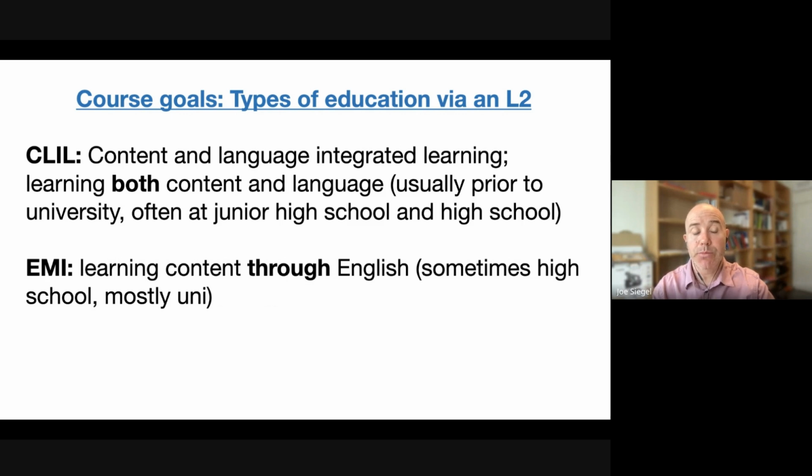This usually takes place prior to university, often in junior high school or high school level before university. So the students might get a grade, a content grade, and a language grade in a CLIL class. That's somewhat different than EMI, or how EMI is generally understood internationally. In EMI, the learning of content occurs through English, sometimes at high school, but mostly at university. And so we can see the content and the language have roles to play in both of these. In CLIL, it's very explicit, a balance between the two. In EMI, it's much more the content that's emphasized.